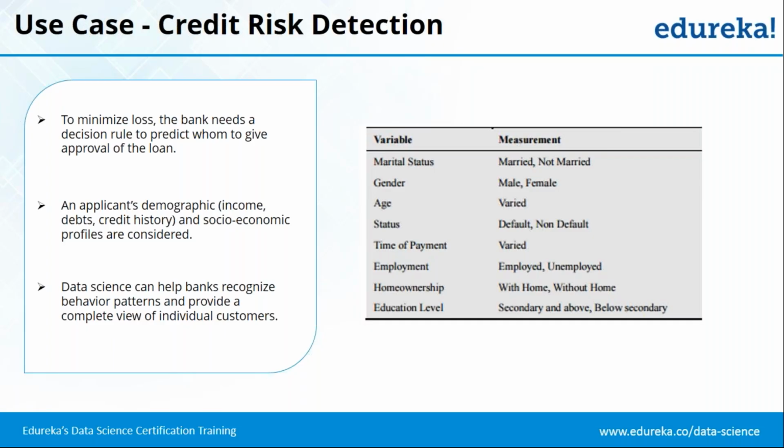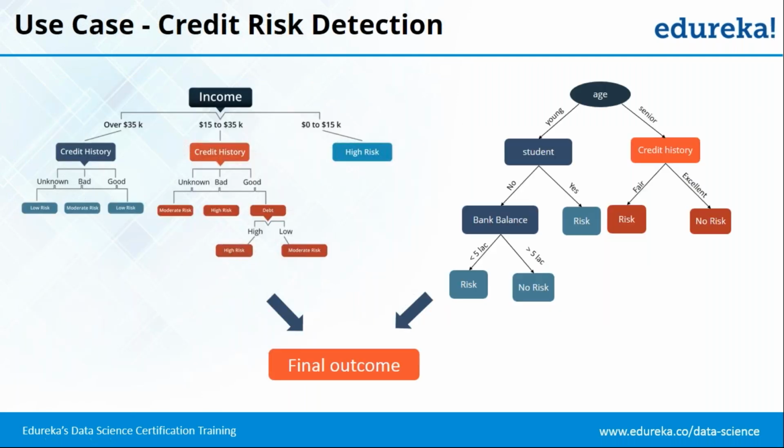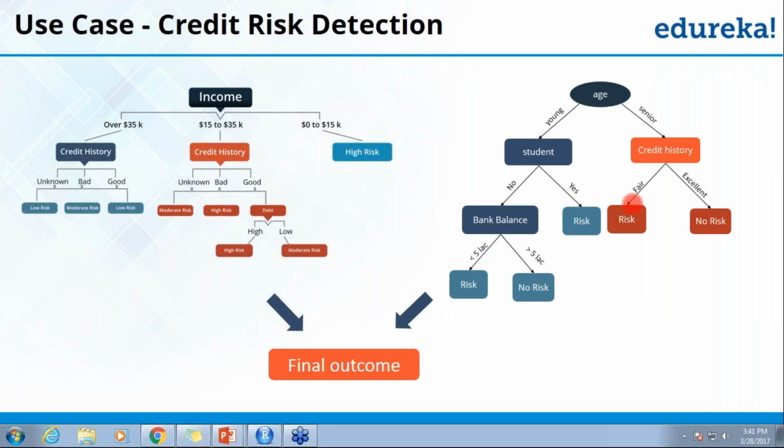So to minimize loss, the bank needs a certain decision rule to predict whether to approve a particular loan for that person or not. Now here is where random forest comes into the picture, right? Let's see how random forest can help us in this particular scenario. Now we have randomly taken two parameters out of all the predictive variables that we saw previously. So we have taken two predictive variables here.